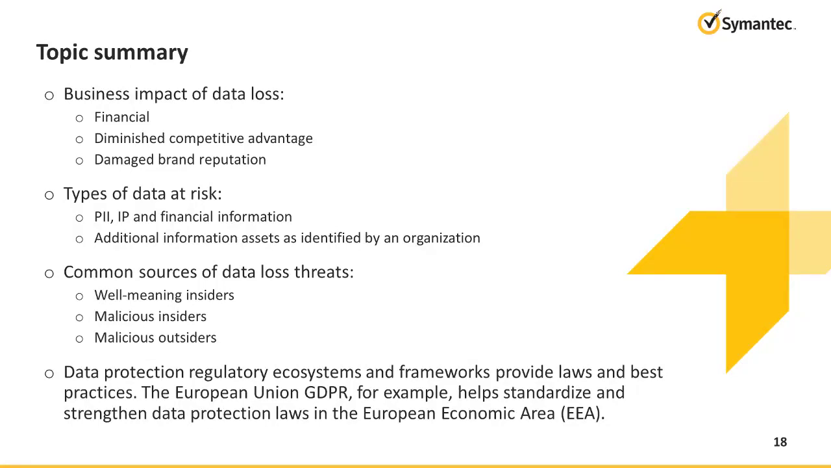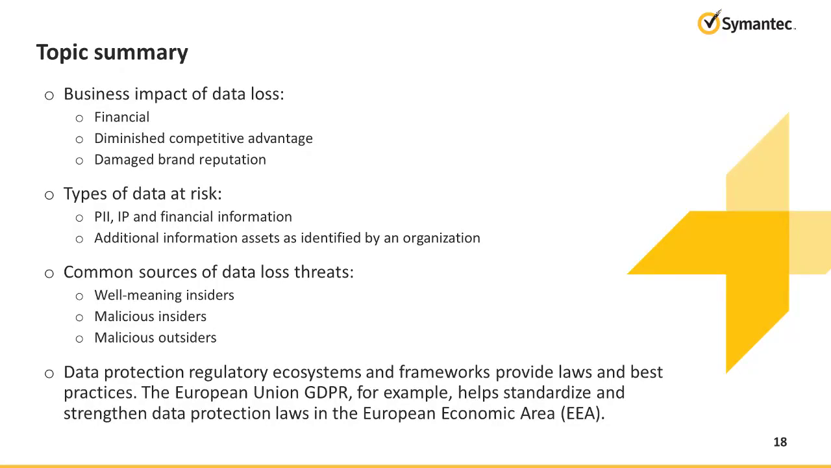To summarize, this topic has covered the basics of the current data loss landscape. Data breaches affect organizations in many critical ways, including financial impact, diminished competitive advantage, and damage to brand reputation. PII, IP, and financial information are usually identified as the most common types of information at risk. Organizations can create and identify additional information assets that must be safeguarded from breaches.